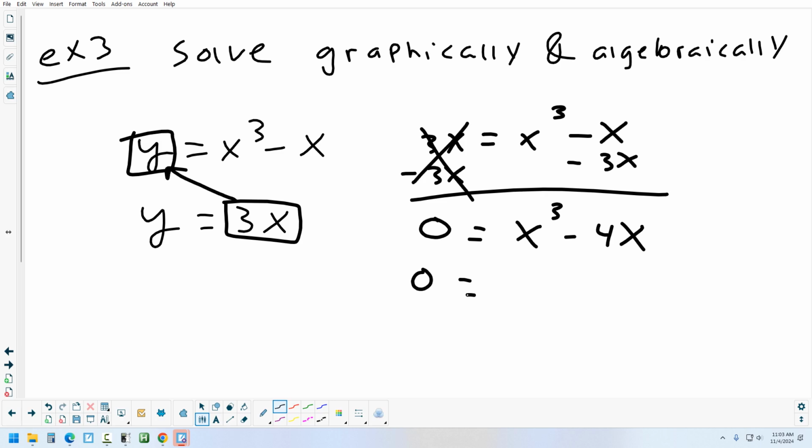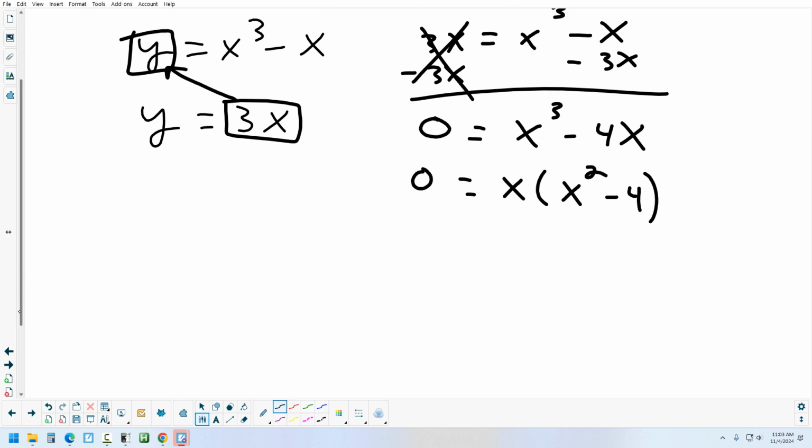It's only 2 terms, so all you can do is pull out a GCF. What does x cubed and -4x have in common? X. So we can factor that out. And now, once you factor that out, you're left with something else that factors. How does x squared minus 4 factor? X plus 2, x minus 2. Perfect. So now we have to figure out what we would fill in for each of those factors to get 0.